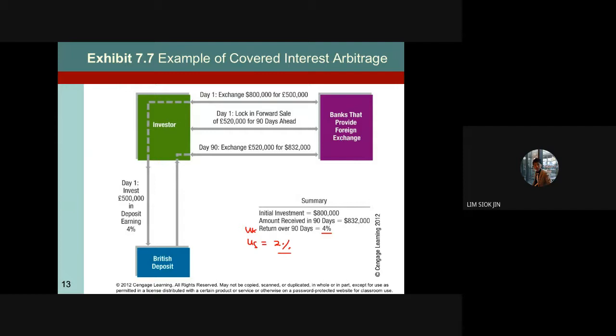So what you will do is, the example here given is you are the investor.